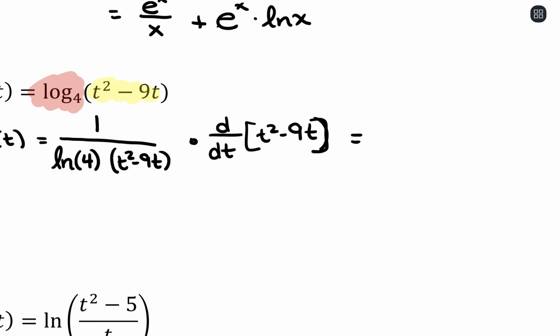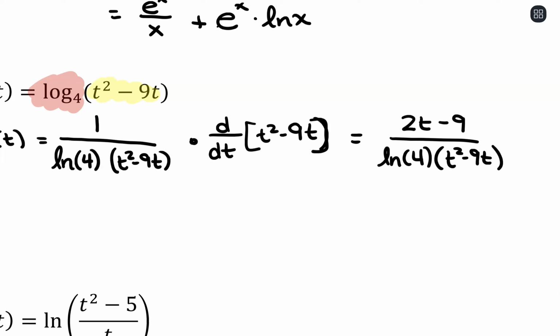So we're going to have natural log of 4 times our function t squared minus 9t. And then we're going to multiply this by the derivative of t squared minus 9t. And that's going to be up in the numerator. So derivative of t squared minus 9t is 2t minus 9. And this is going to be over, we can just leave it like that. We could factor out a t. It's not really going to do anything here. This is just going to be natural log of 4 times t squared minus 9t.